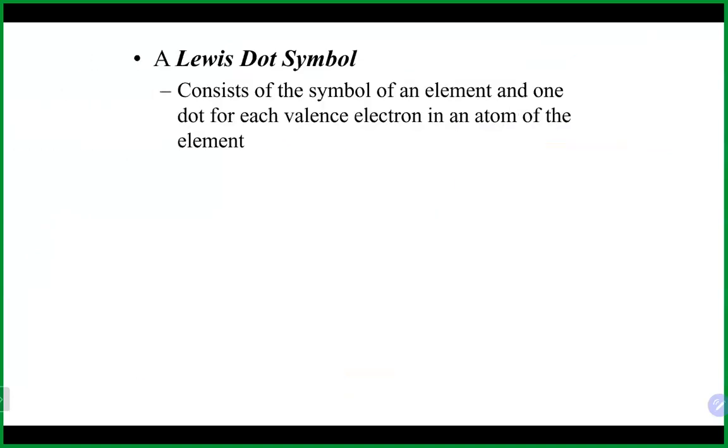So it does consist of basically the symbol. So we use the proper symbol here. And we basically use one dot to represent each of the valence electrons when we're talking about bonding. And there's really no rule per se, other than typically speaking, you don't go more than 2 dots per side.